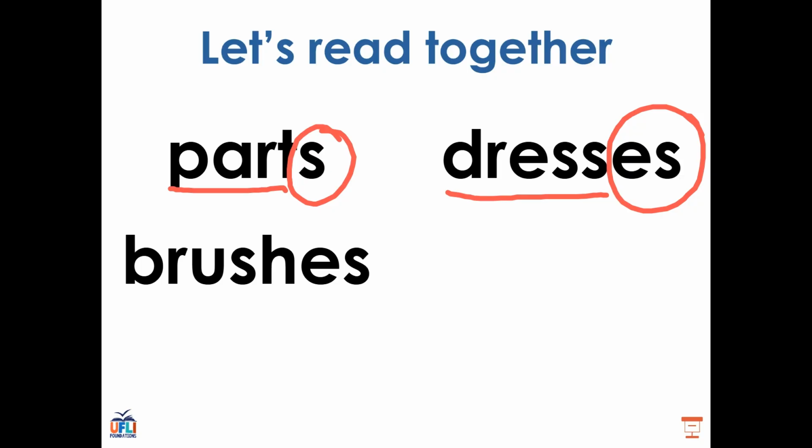Brushes. Very good. The base word is brush. The suffix is es. Brush ends in an sh. If you remember, that means we need to use the es suffix instead of the s. We had one brush, one syllable. Now we have multiple brushes, two syllables. An extra syllable means an extra vowel.